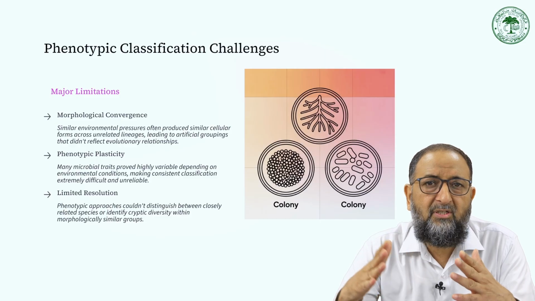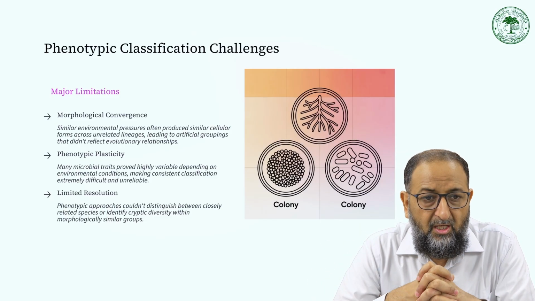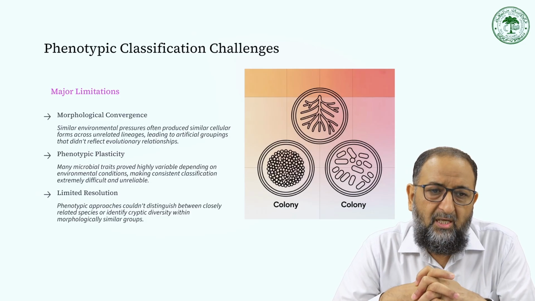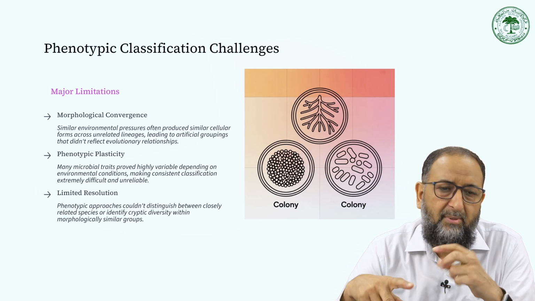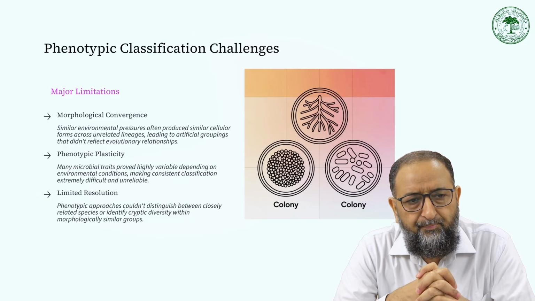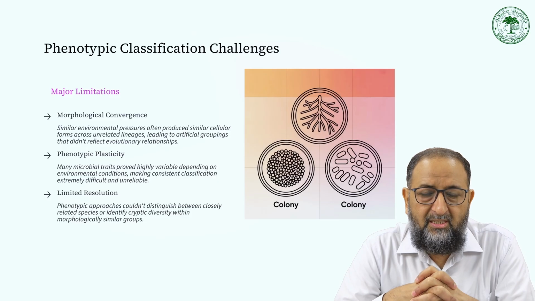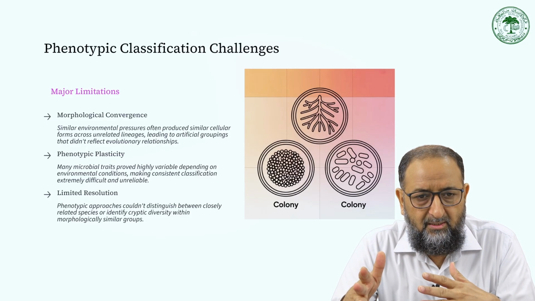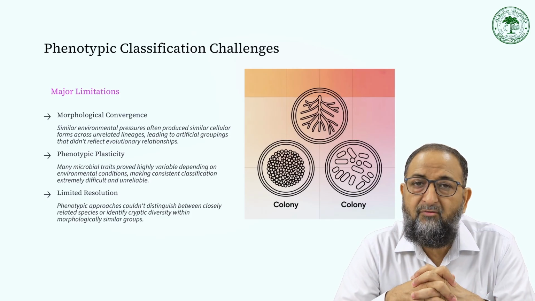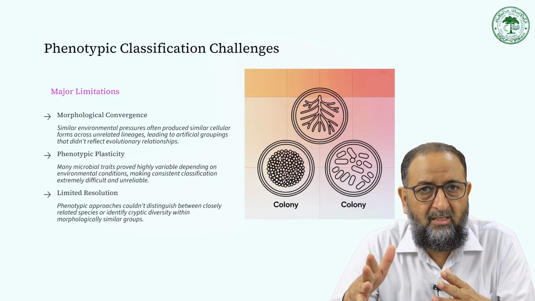So you should have a number of different characters involved beyond morphological convergence. Phenotypic plasticity. What does it mean? Many microbial traits prove highly variable depending on the environmental conditions. For example, some microorganisms adapt to different conditions, and having adapted, they can change. So they create confusion whether you keep them in one category or another, making consistent classification extremely difficult for scientists to keep them in one class, group, or hierarchical status.